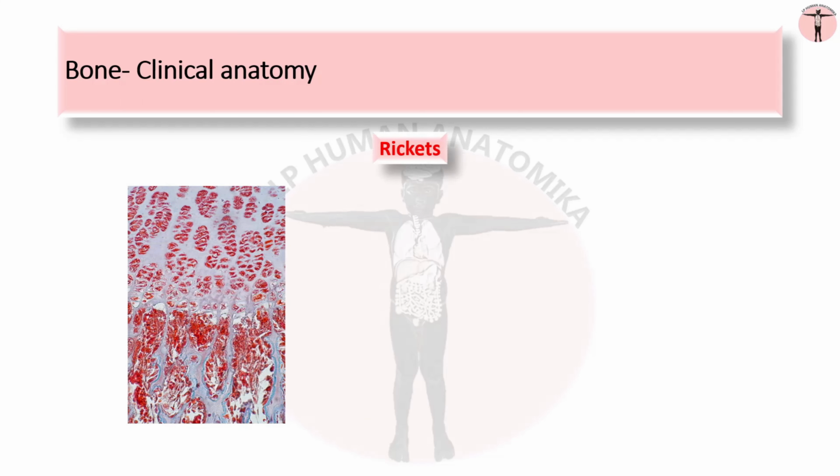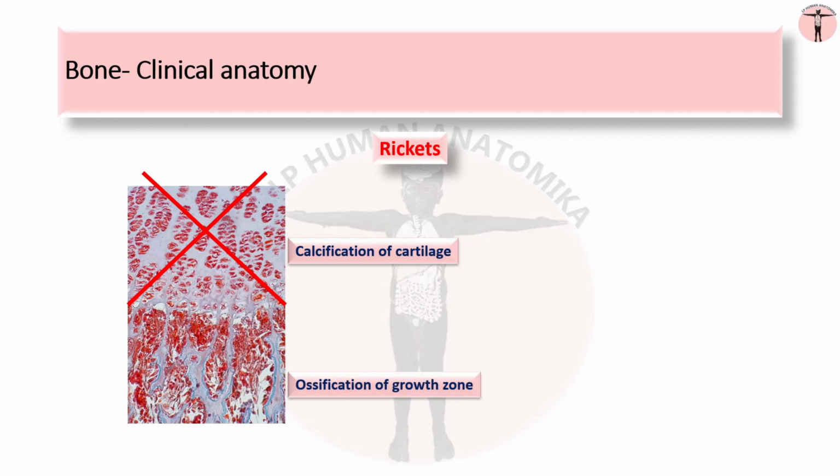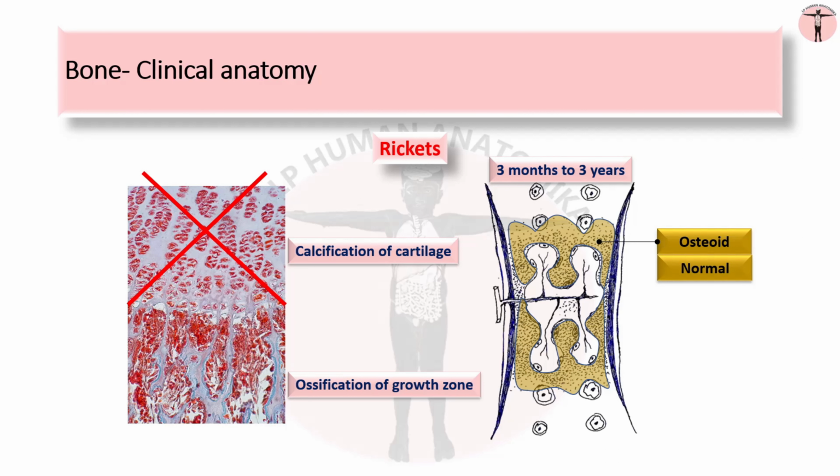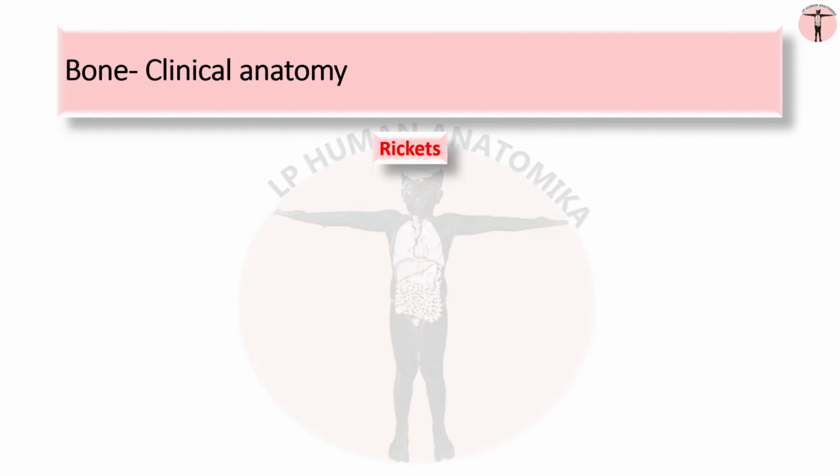In rickets, calcification of cartilage fails and ossification of the growth zone is disturbed. Rickets affects the growing bones and therefore the disease develops during the period of most rapid growth of skeleton, that is 3 months to 3 years. Osteoid tissue is formed normally and the cartilage cells proliferate freely, but mineralization does not take place. Rickets is the children's form of osteomalacia.